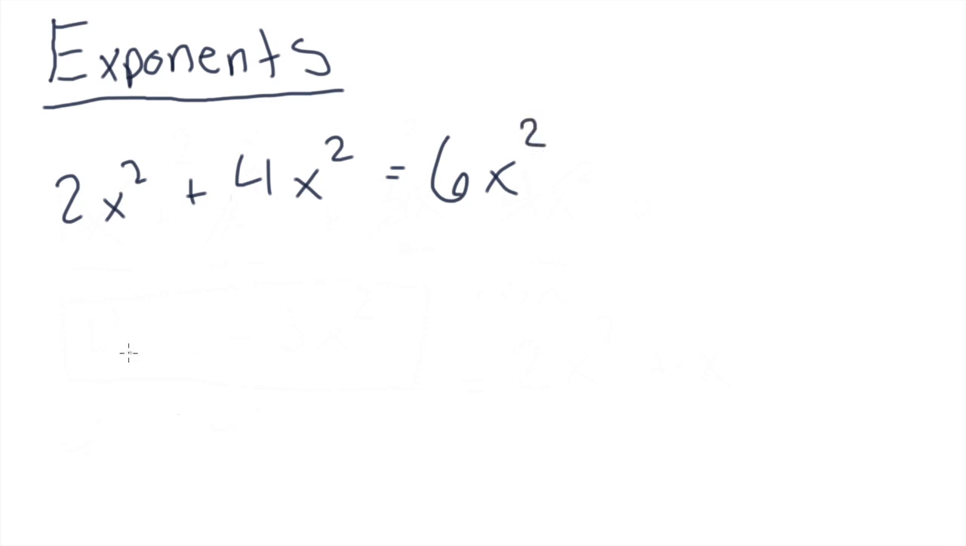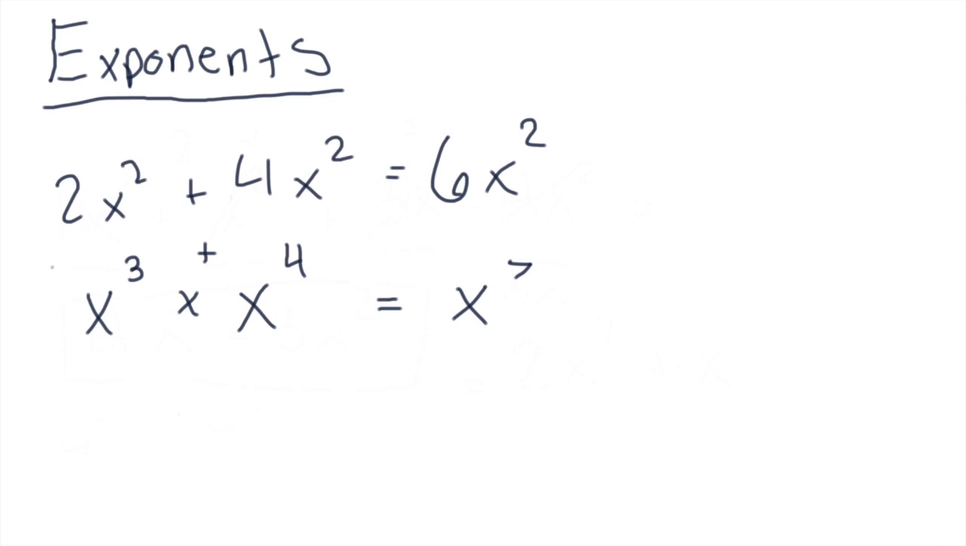The next one says that if you are multiplying two terms with the same base and different exponents, then you're going to add the exponents together. So let's say I'm multiplying x cubed times x to the fourth. This would become x to the 3 plus 4. I'm going to add those exponents together and get x to the 7th.